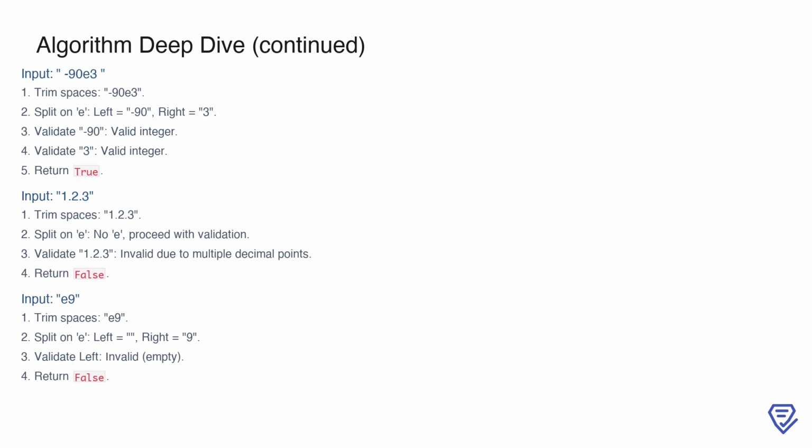For E9, trimming spaces gives E9, and splitting on e results in an empty left part and 9 as the right part. The empty left part is invalid, so we return false. These examples highlight how the algorithm handles both valid and invalid cases systematically.